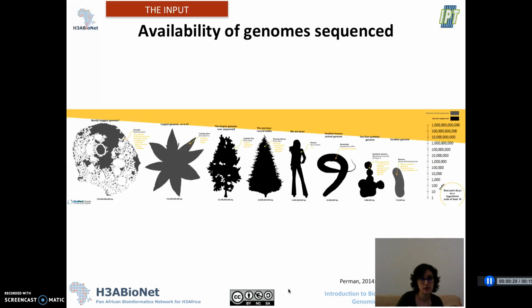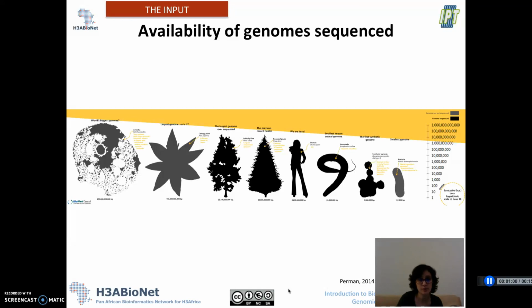Everything is rendered possible now in comparative genomics thanks to the availability of a huge number of genomes that are sequenced. In fact, these numbers reach thousands of genomes. They come from different kinds of organisms, from different taxa, from different sizes, from the smallest to the biggest that you have here as an illustration. But these are changing rapidly.